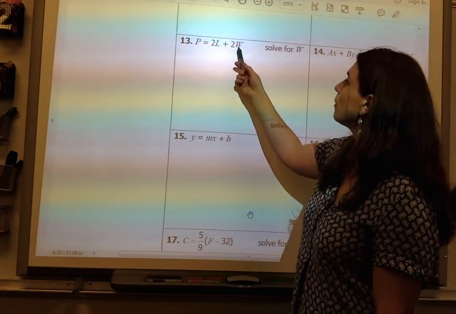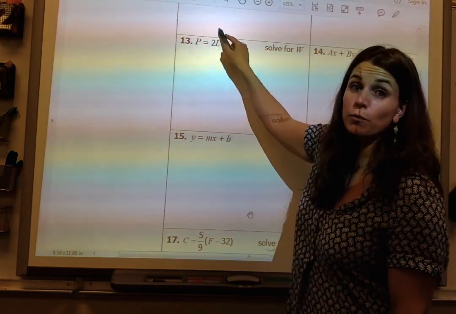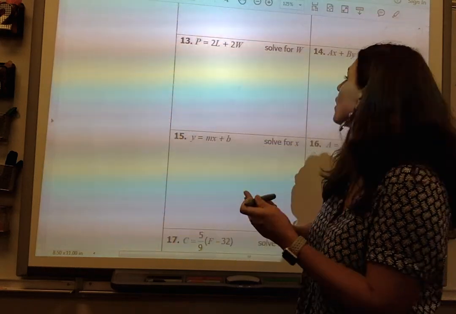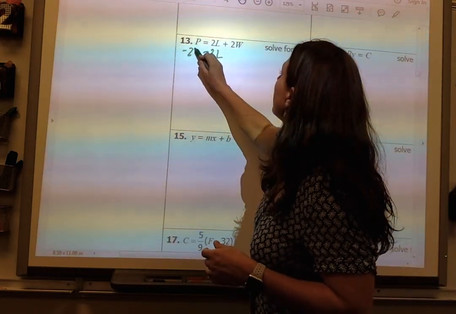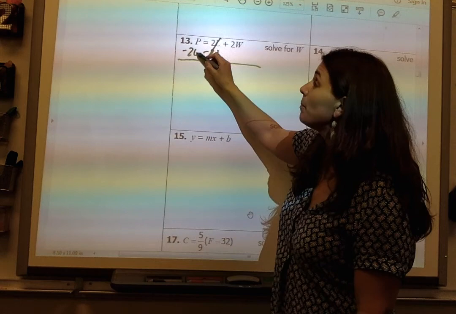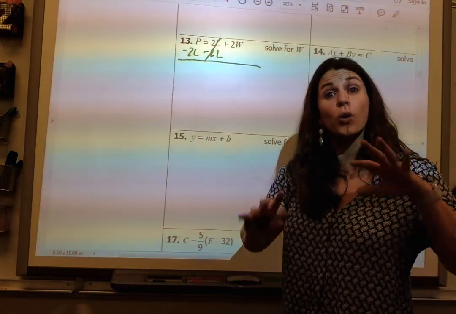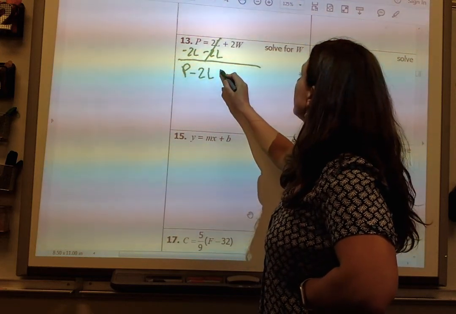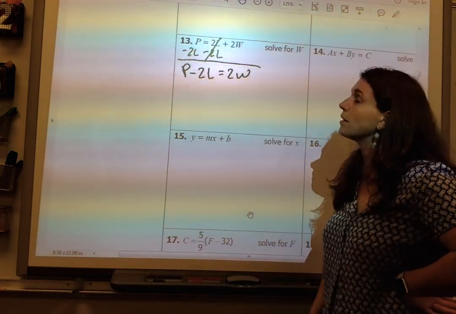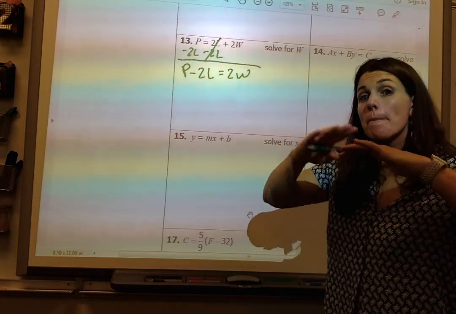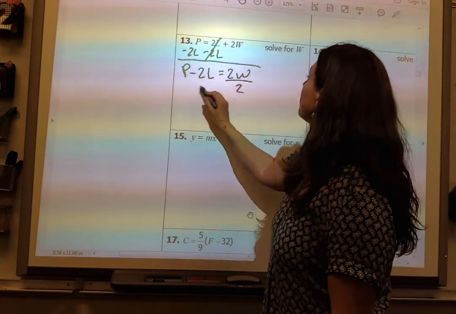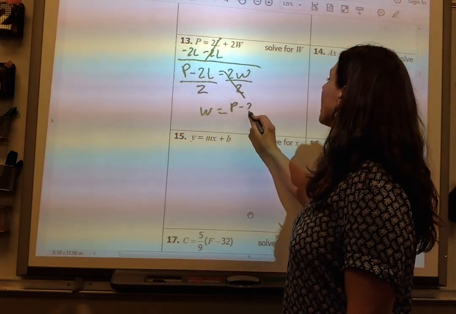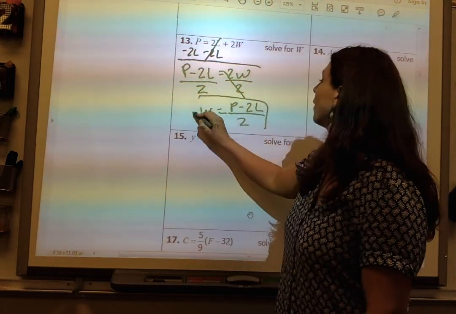If I want to solve for w, I've got to get rid of this whole term first. And to get rid of a whole term, additive inverse. I'm moving that whole term to the other side. So I'm going to subtract 2l on both sides. Can I combine p and negative 2l? No, two separate terms. So I have p minus 2l equals 2w. And if I want to get w by itself, I've got to get rid of that 2, multiplicative inverse. So I divide both sides by 2, and I get w equals p minus 2l over 2.